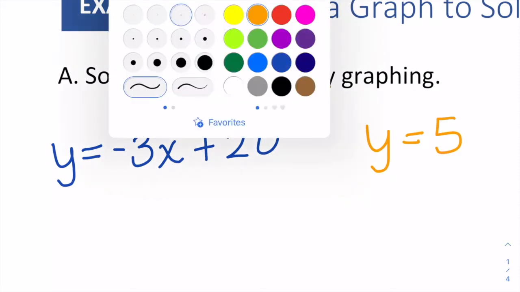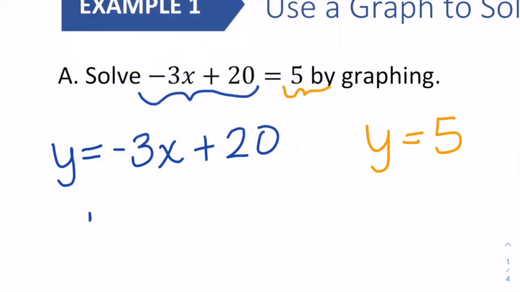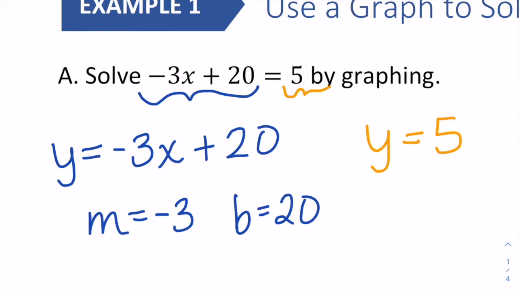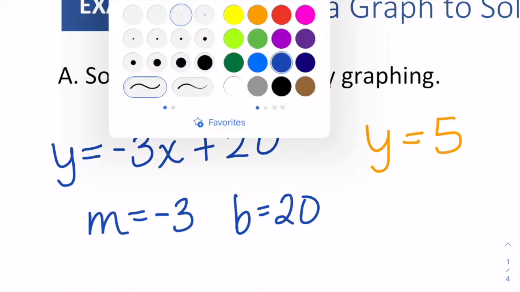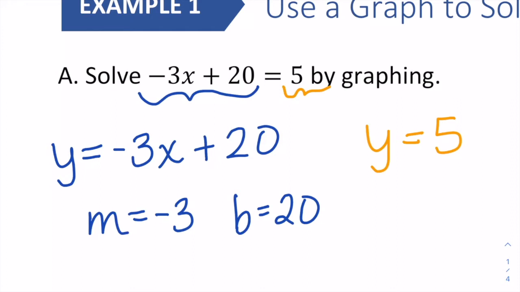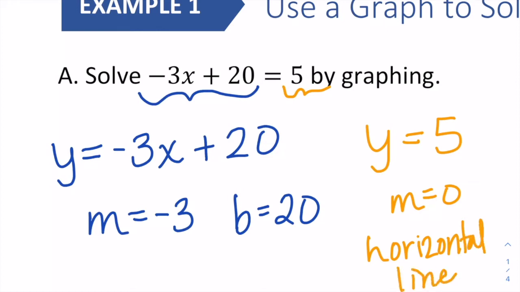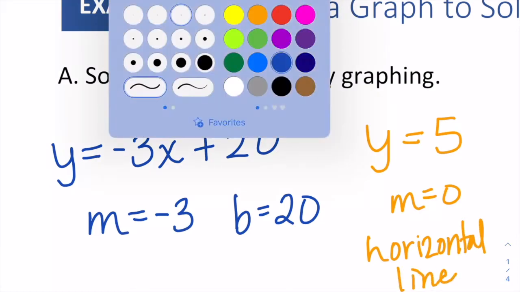So looking at the blue equation, negative 3 is the slope and the y-intercept is 20. So we know that we're going to start with 0, 20 and then go down and over so that the slope is negative 3. We know that y equals 5 is going to have a slope of 0 because that's a horizontal line. So before we start graphing, we could create a table.